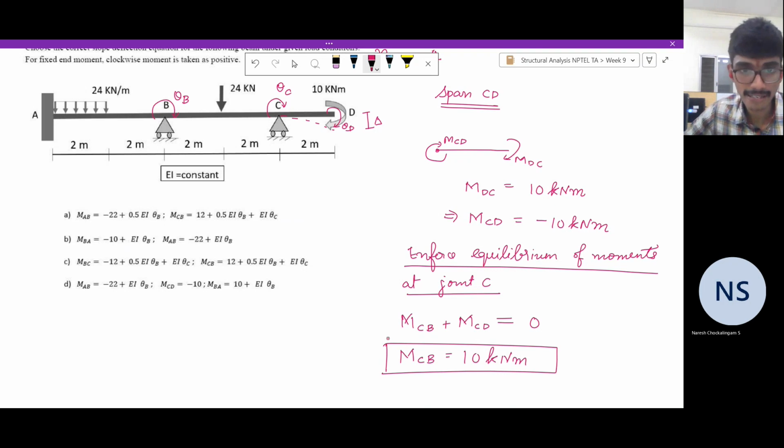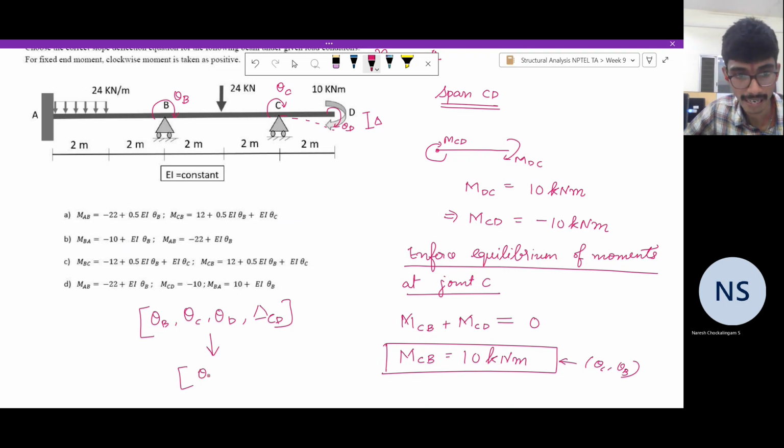And now note that MCB, as I said, will depend only on theta C and theta B. And the other spans, MBC, MBA, MAB depend only on theta A, theta B, and theta C. And out of that, theta A is 0. So it depends only on theta B and theta C. So to solve this problem, we have reduced it from 4 unknowns, which are theta B, theta C, theta D, and delta CD, by applying one equilibrium equation, to just 2 unknowns, which are theta B and theta C. So this can be solved easily.